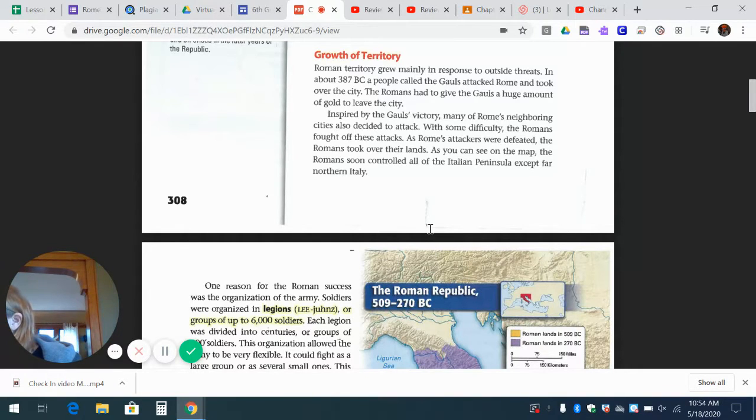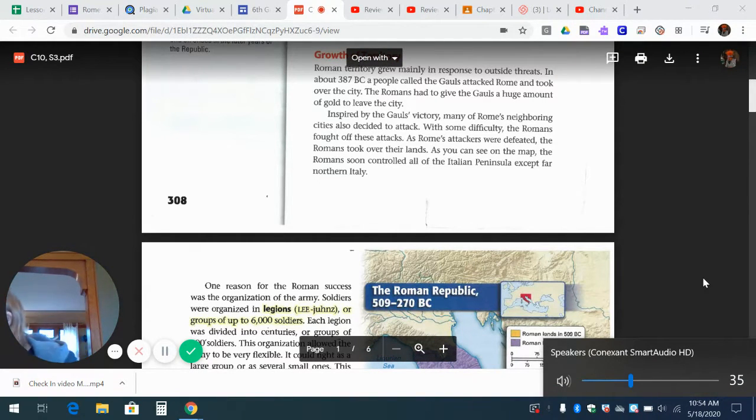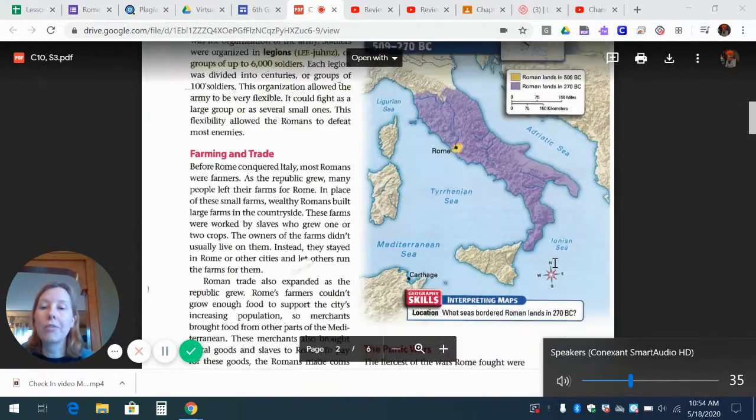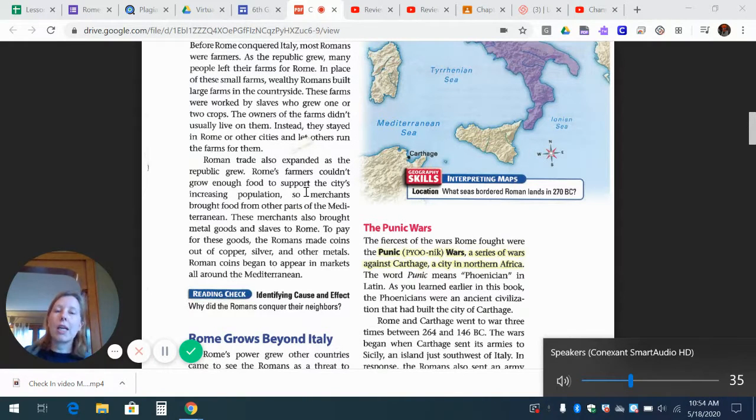Question 1C, elaborate. How did the growth of the territory help increase Roman trade? If I look here under farming and trade, my answer is right in this paragraph. Because Rome kept expanding so much, it had too many people, and the local farmers couldn't grow enough food to feed the population of Rome. Because they couldn't feed the population, they had to trade. So they had to expand their trade routes so they could get enough food. They also traded back metal and slaves as well.